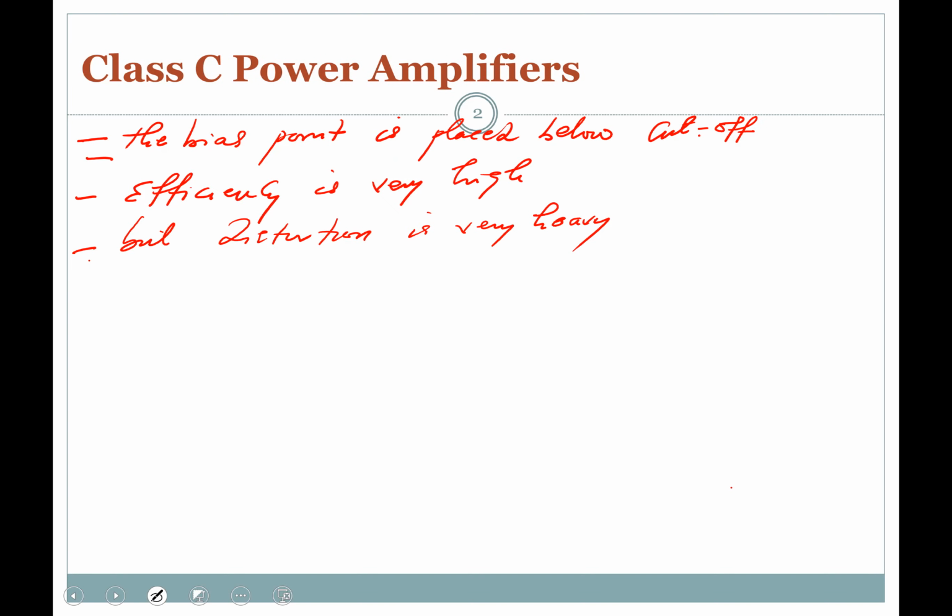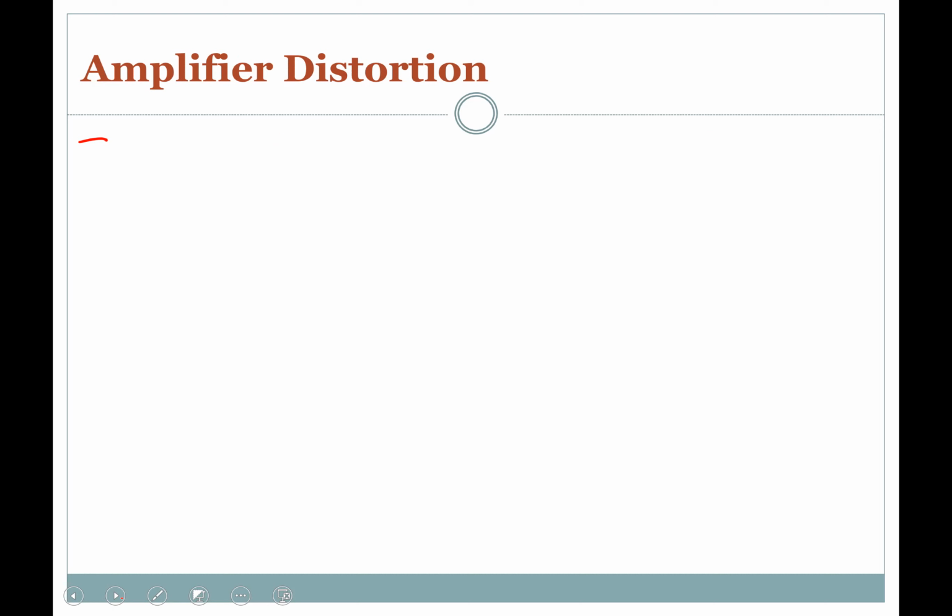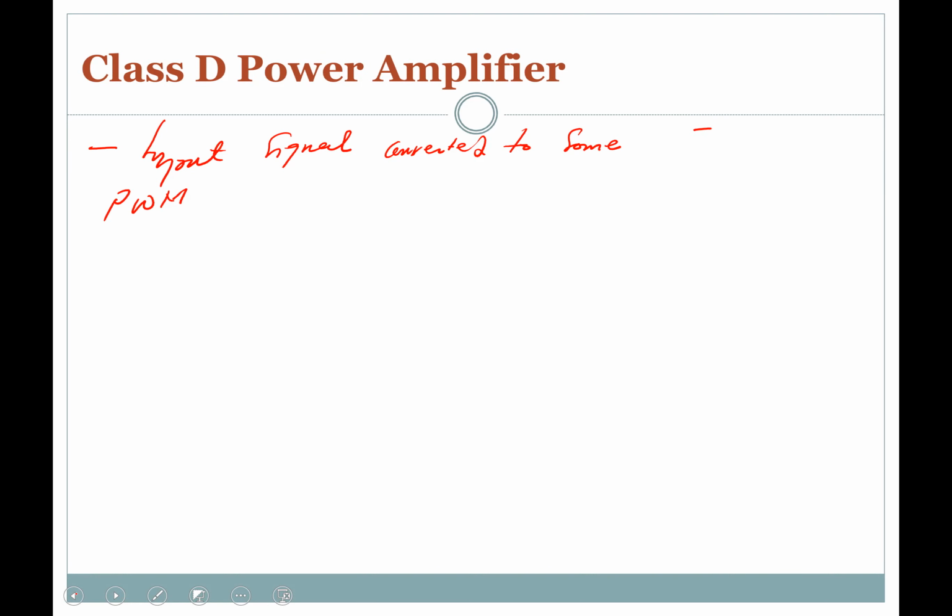So for the class D amplifier, the efficiency is very high.